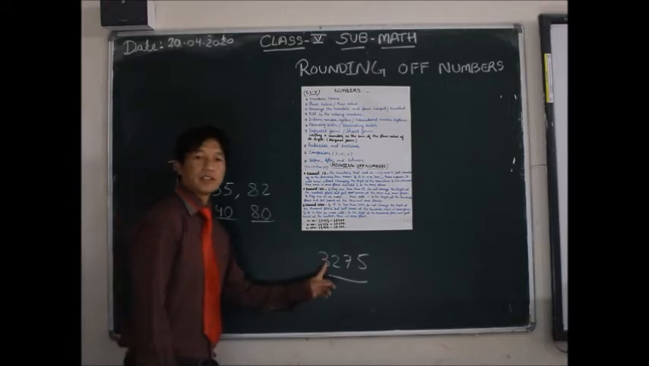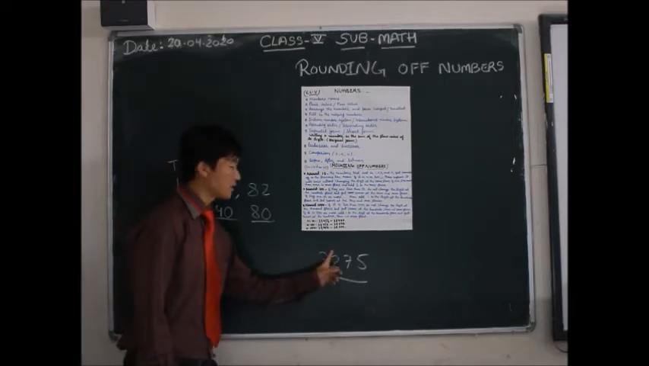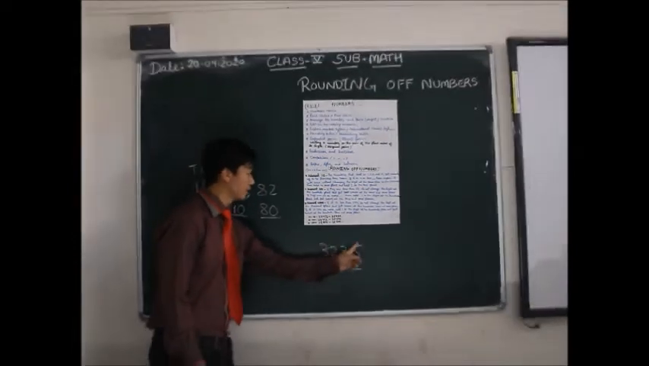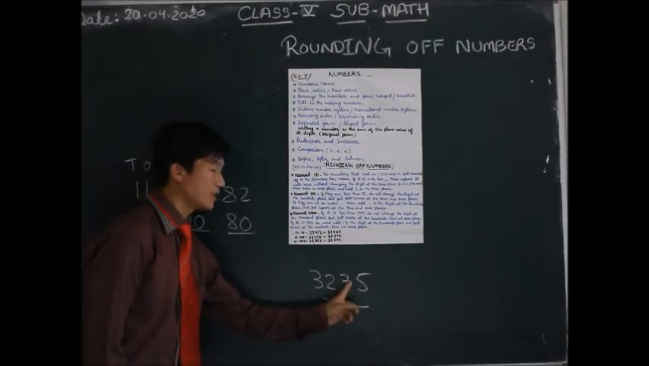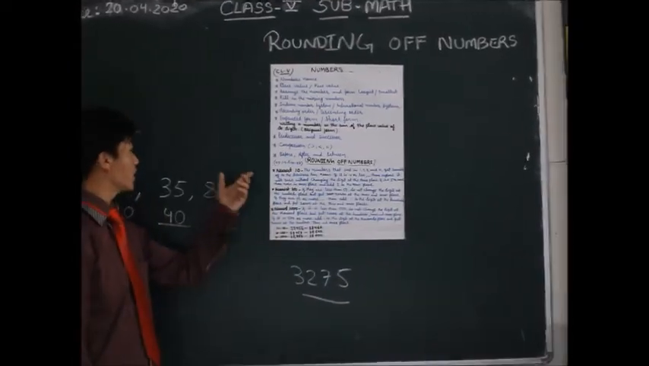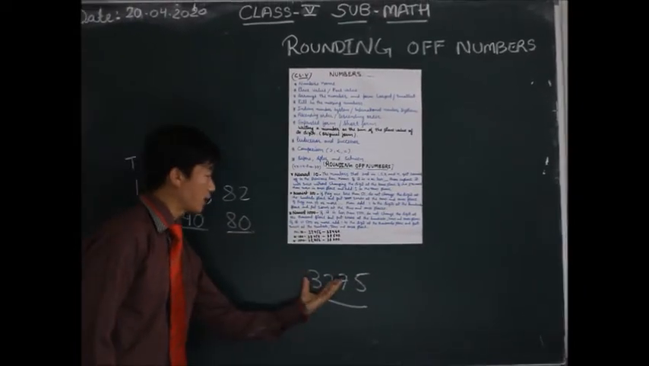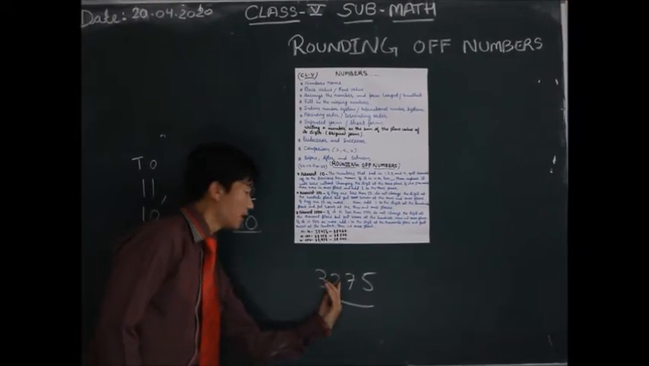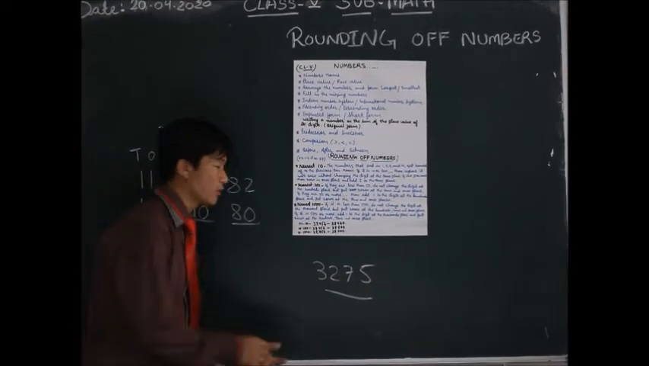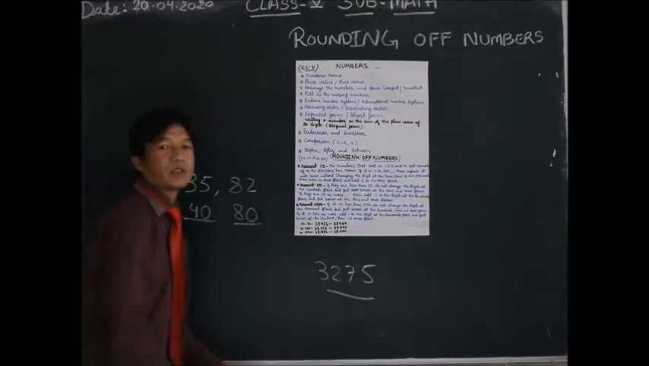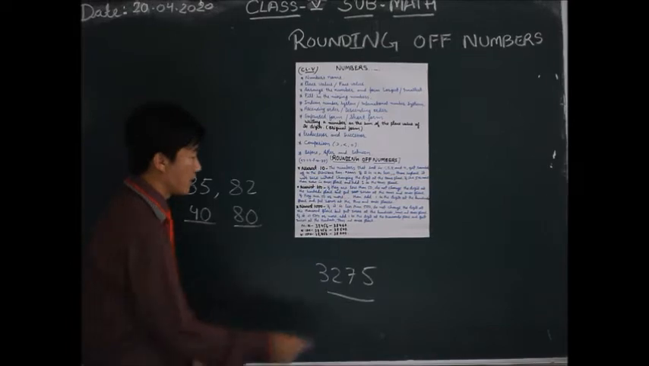Now look here. Here is a little bit of difference. I have written here 3275, but we are talking about only the nearest 10. That means forget about this part, the 100 and 1000 part. You have to check only this 75 because we are doing nearest to the 10. That means look here.